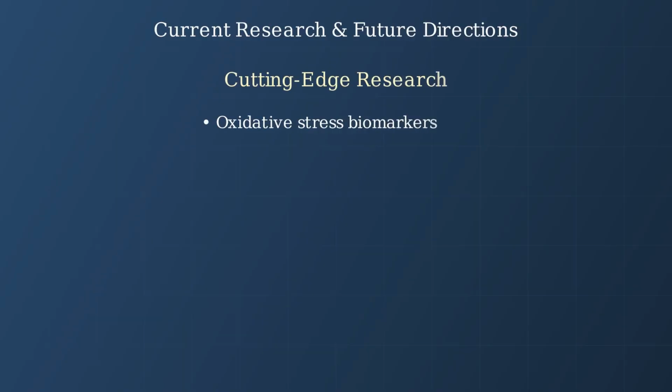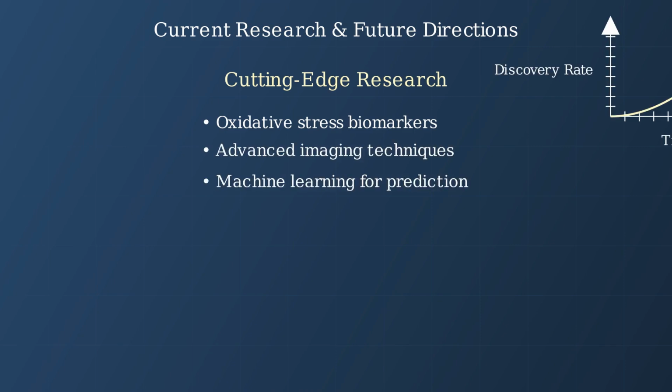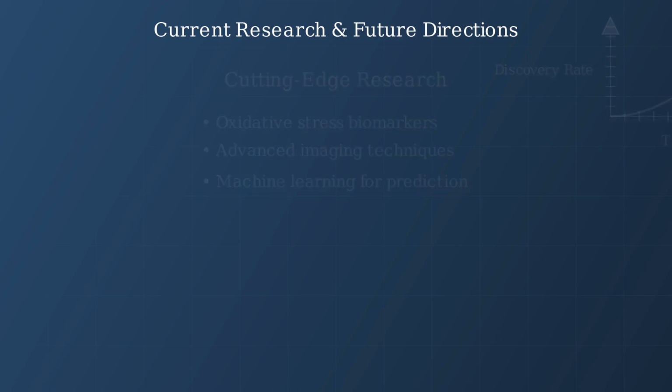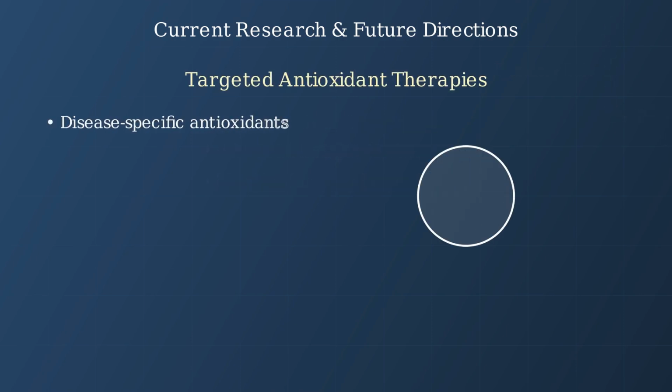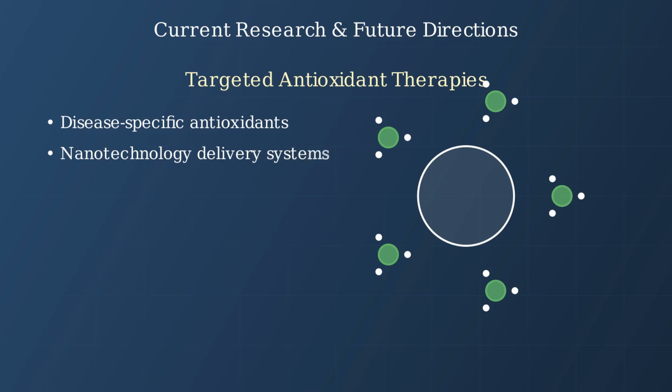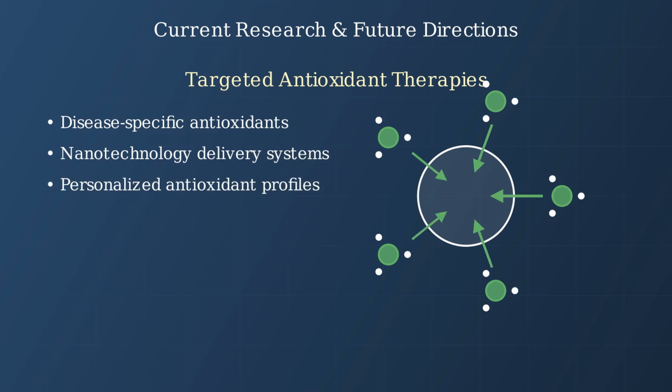Recent research on free radicals and oxidative stress has advanced significantly. Scientists now use sophisticated biomarkers, advanced imaging, and even machine learning to better understand these complex processes. Researchers are developing targeted antioxidant therapies tailored for specific diseases. These therapies use nanotechnology delivery systems to ensure antioxidants reach exactly where they're needed, and personalized approaches based on individual oxidative stress profiles.